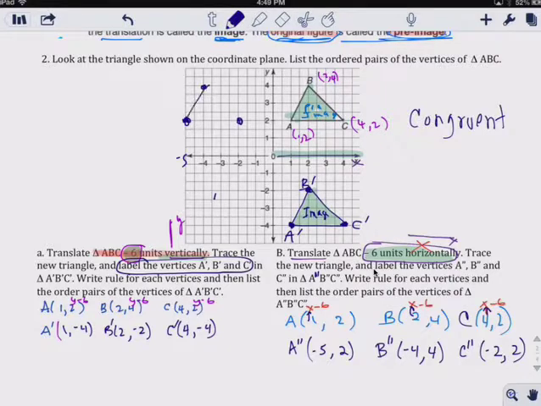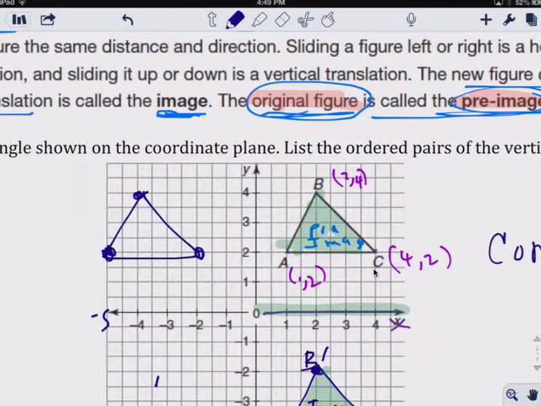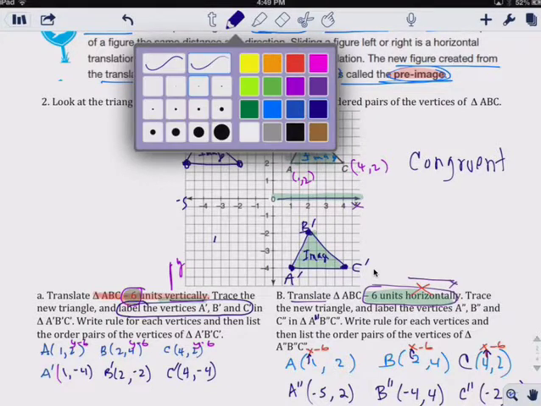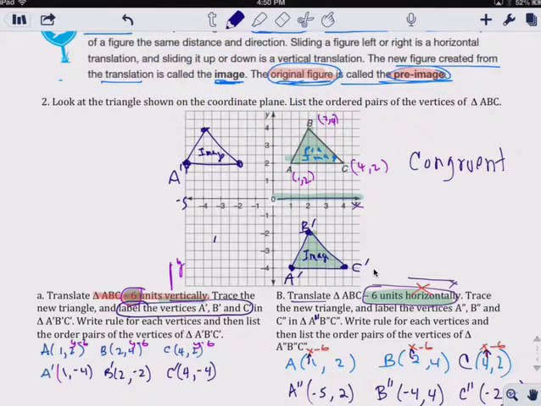Connect the dots and double check to make sure they're congruent. They look congruent, meaning the same size, same shape, same length. This is the image, another image. Then we need to write A double prime. Don't forget to write that, because it says to label. Trace the new triangle. That means draw the new triangle and label it triangle A double prime, like that.